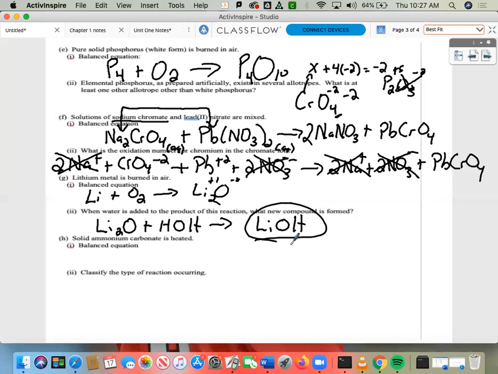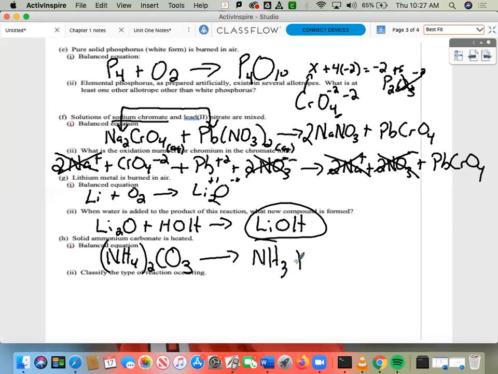Solid ammonium carbonate is heated. Now this looks a lot more intimidating than what it really is. This is a decomposition. Can you think of any products that might be formed? And they're all very common.